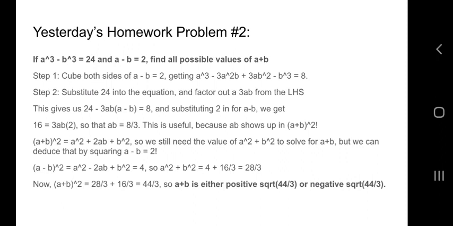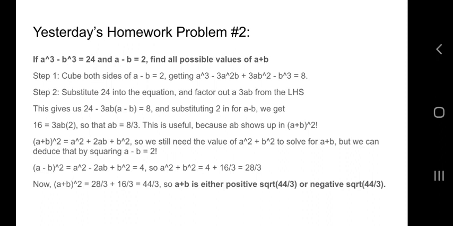So now we can go back to that equation of a plus b quantity squared, which was a squared plus b squared plus 2ab. We know what a squared plus b squared is, it's 28/3, and we know what 2ab is, it's 16/3. So if we add those two together, we get 44/3. So now we're at the point where a plus b quantity squared is 44/3. Now, we needed to find a plus b, and we have a plus b squared.